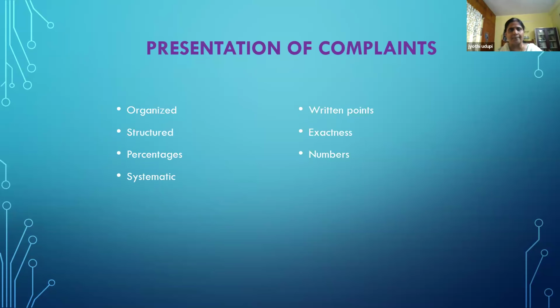How they present their complaints: organized, they come with the dates, correct, structured. They talk percentage-wise. I think I am 20% better. Systematic, written points, everything they tell exactly. Doctor, at 2:10 in the afternoon, I got up and I had this. And they talk in numbers also.